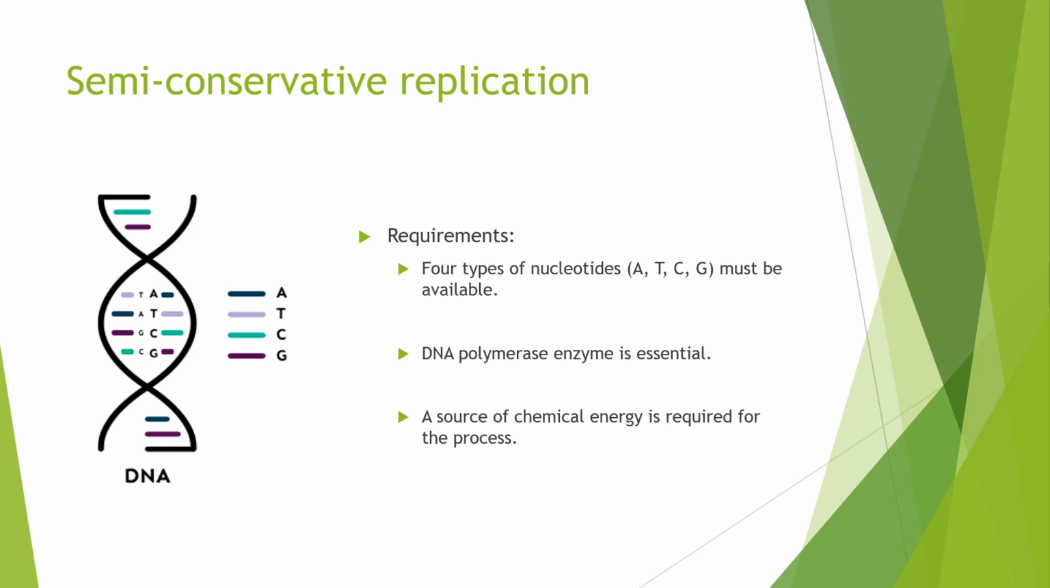Finally, a source of chemical energy is needed to power the entire process. This energy typically comes from ATP and is used to form the phosphodiester bonds between nucleotides, allowing the DNA strands to elongate. These three components, nucleotides, DNA polymerase, and chemical energy, are all crucial for the accurate replication of DNA.